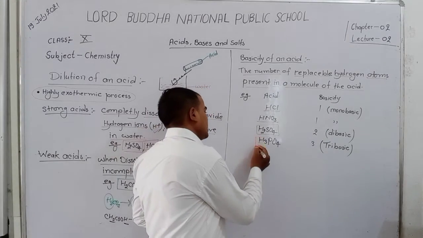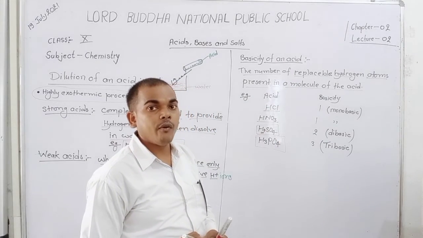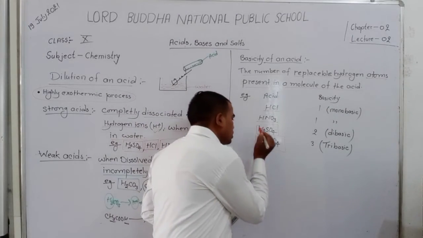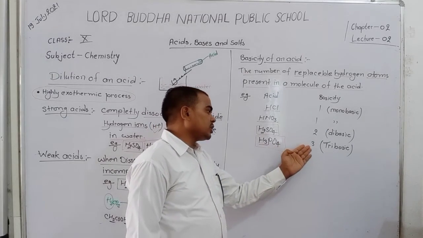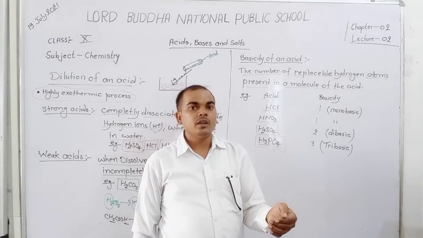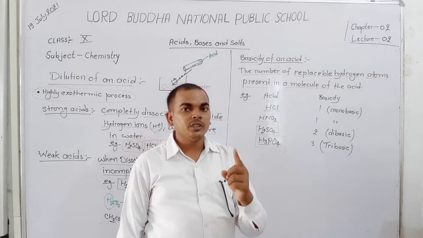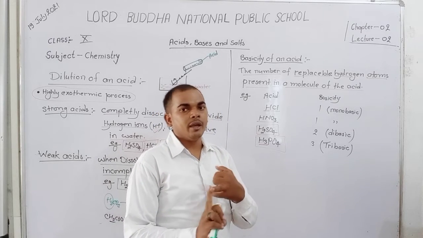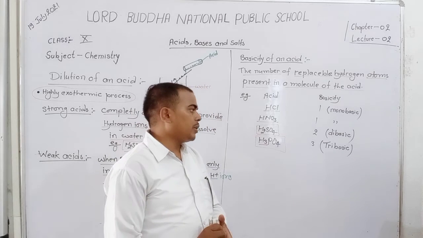Here phosphoric acid is given. Yes, friend, in this acid there are 3 replaceable hydrogens present. Means the basicity of this acid is 3. When basicity of an acid is 3, then you say tribasic. If basicity is 1, then monobasic. Basicity 2, then dibasic. When basicity is 3, then you say tribasic acid.